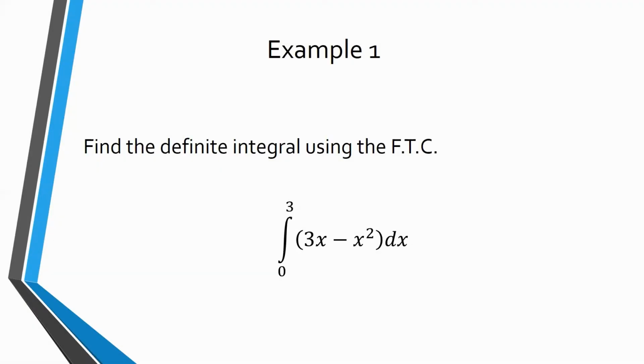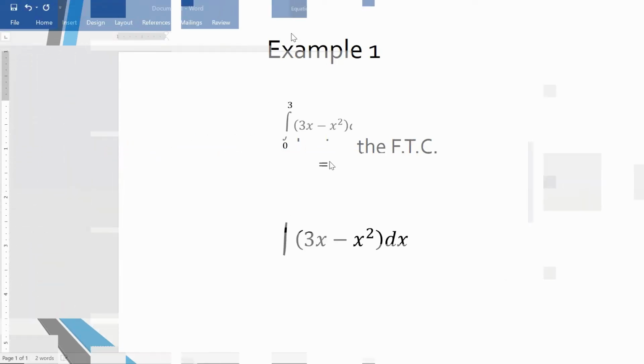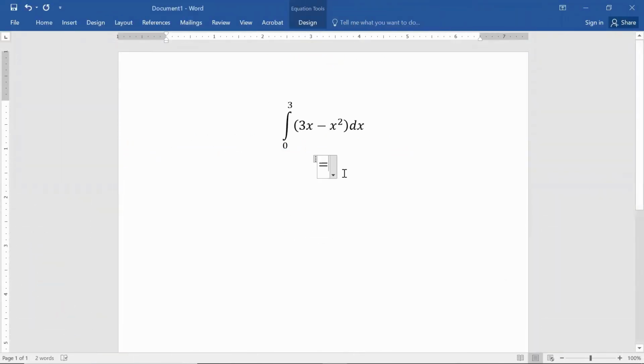Let's compute the definite integral using the fundamental theorem of calculus. The integral is of 3x minus x squared with respect to x from 0 to 3. Let's go ahead and do that. I'm going to introduce some new notation as I go through this. Hopefully it won't throw you off too much.